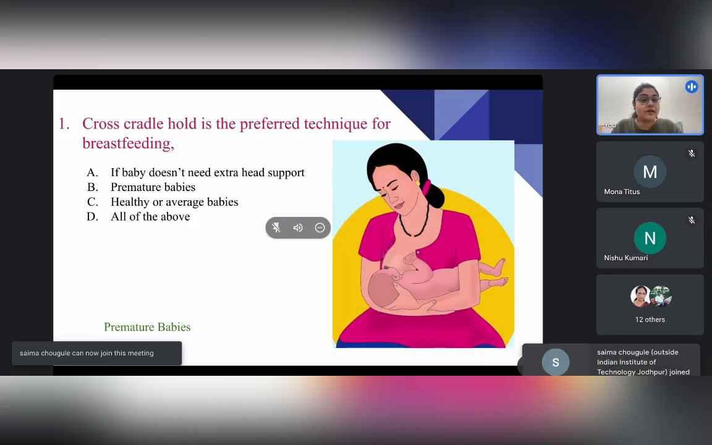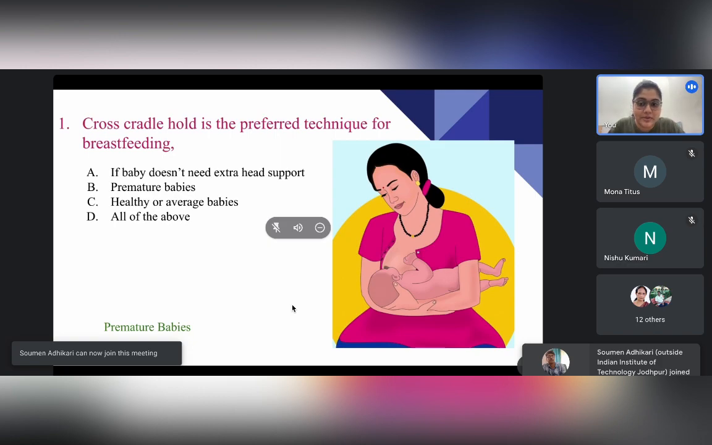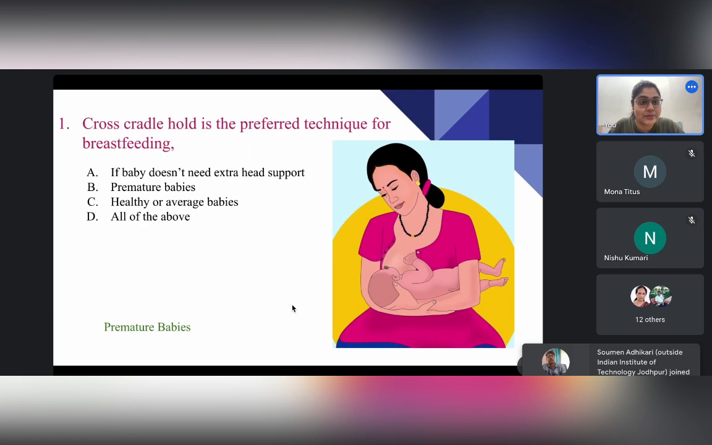Whenever we have babies who need extra neck support, the cross cradle hold is one such technique which gives that neck support to the babies. In the case of premature babies or babies with low birth weight, in the cross cradle hold the hand used is the one opposite to the breast from which the breastfeeding is being done, right? So this technique is very advantageous in the case of premature babies. I hope there is no doubt regarding this question.